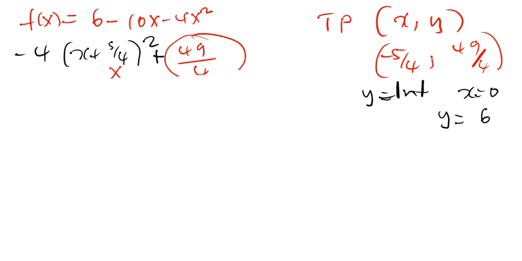Then to find the x-intercept, what you have here, I want to show you something. We have negative 4 open brackets x plus 5 over 4 squared plus 49 over 4.